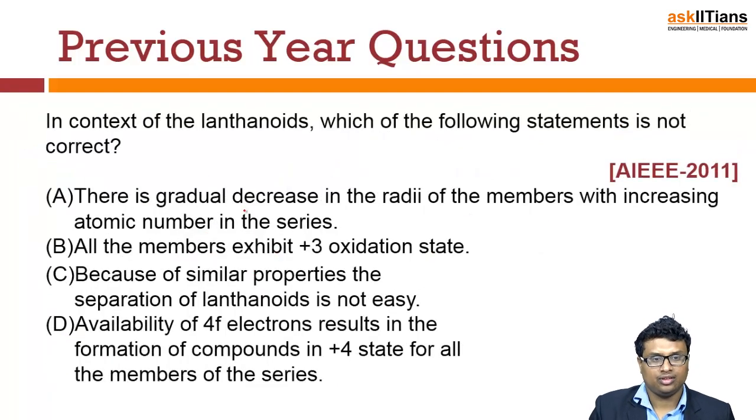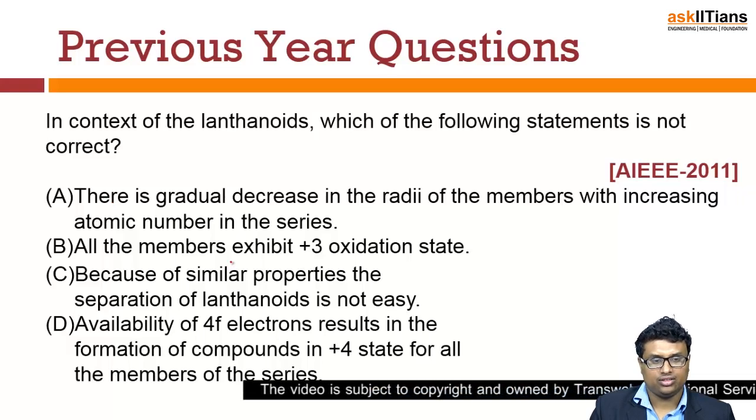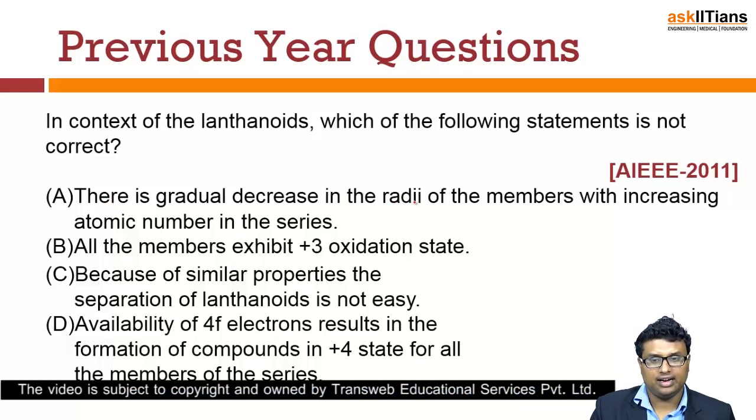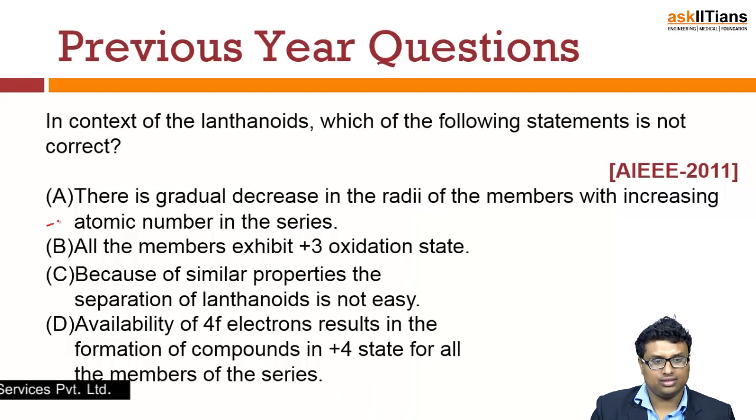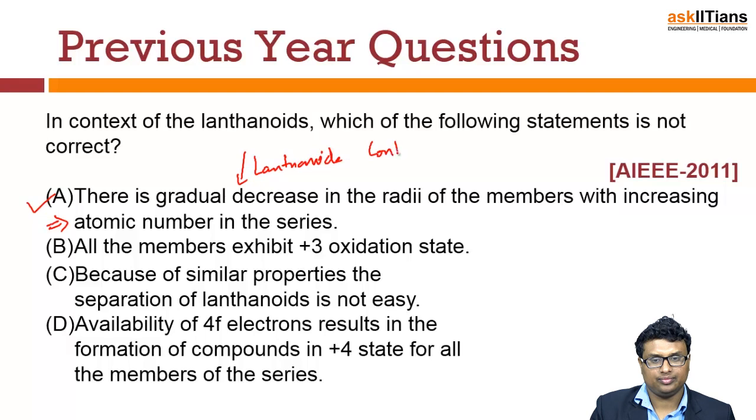Next one. In context of lanthanides, which of the following statements is not correct? So let's recall the concepts of lanthanides. The first is there is a gradual decrease in the radii of the members with increase in the atomic number of this series. So this is correct, right? This is happening because of lanthanide contraction. So obviously there is a gradual decrease in the radii of the members.